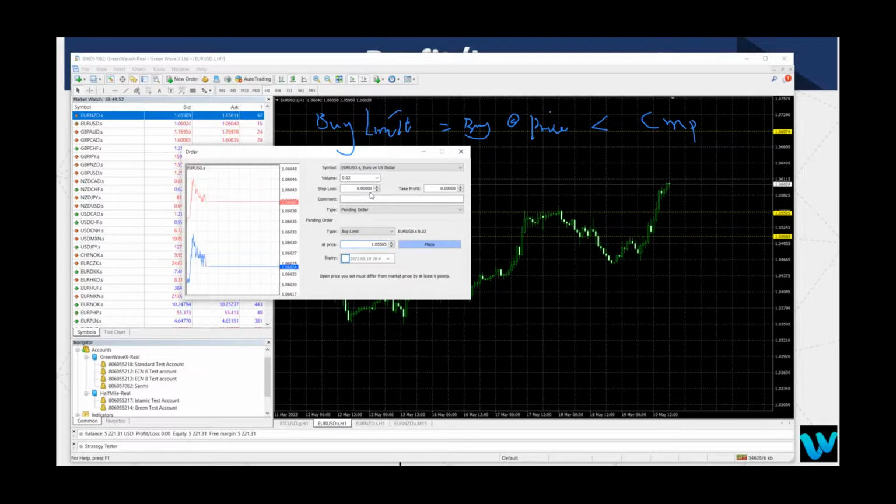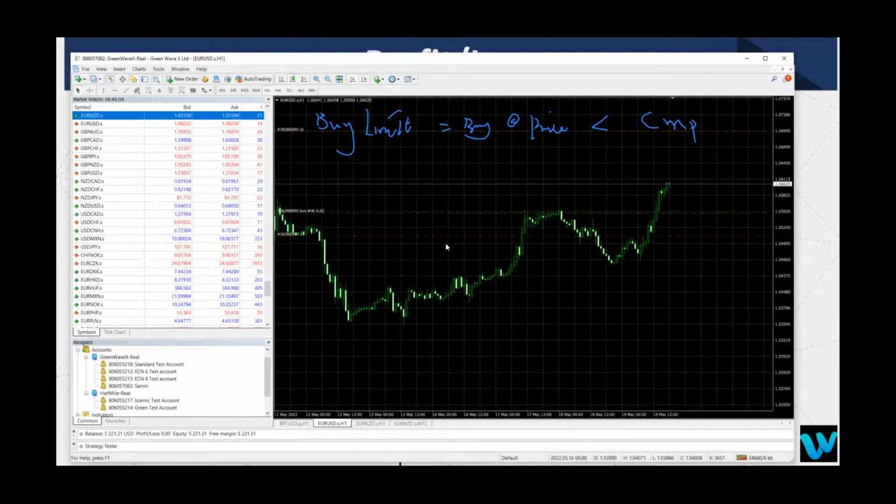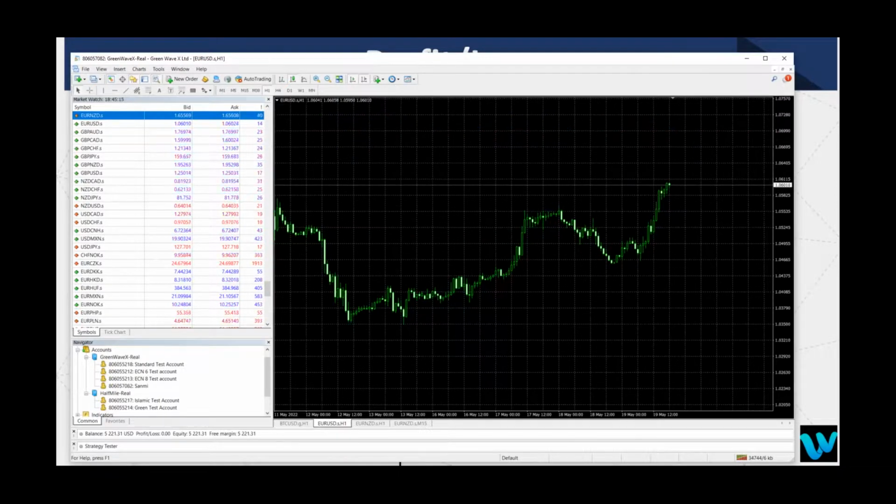1.05505, and then your stop loss is 1.05085, and then your take profit is 1.0697. Click place, and so that's it. So if price comes here, I'm going to buy, and this is my stop loss and take profit. I can delete it. So let's look at the sell side of it.